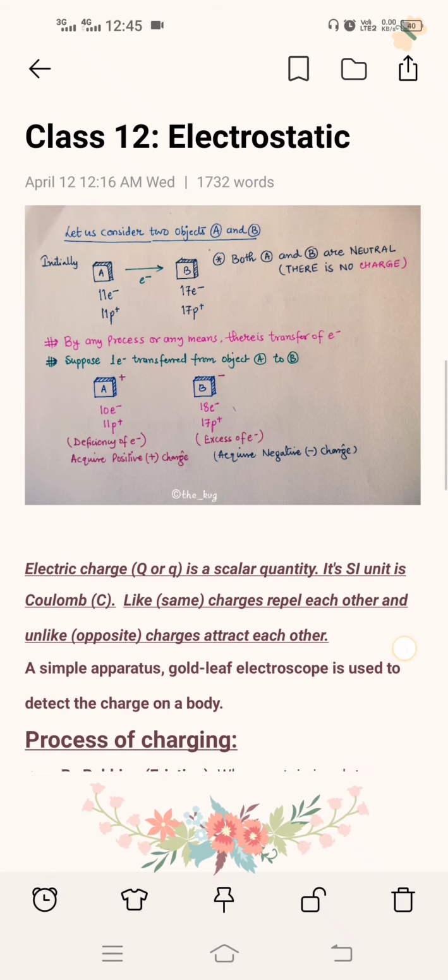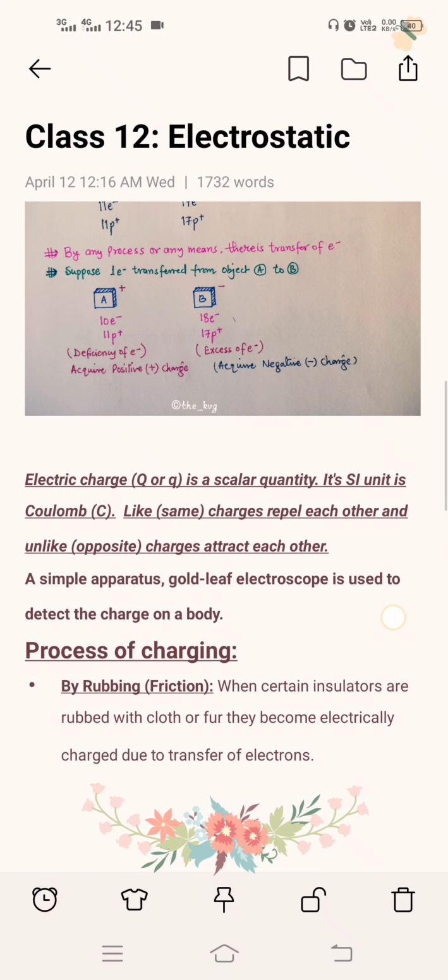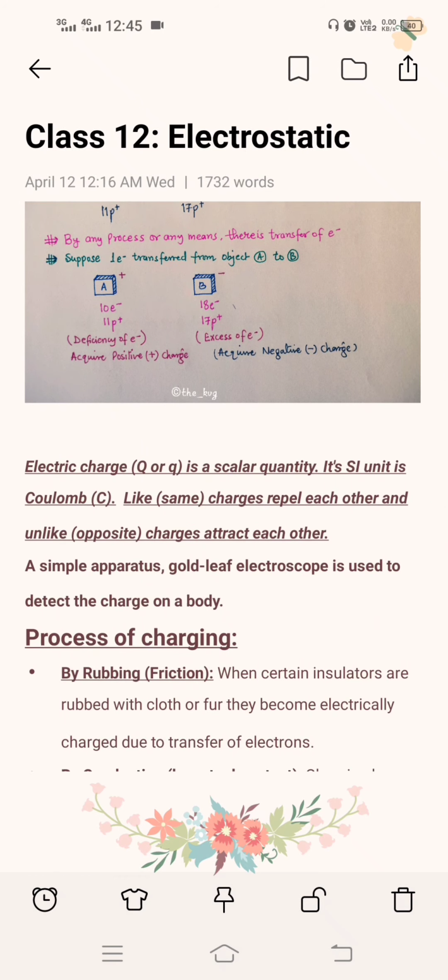Mainly, there are three methods of charging a body. The first one is charging by rubbing. When certain insulators are rubbed with cloth or fur, they become electrically charged due to transfer of electrons. For example, when a glass rod is rubbed with a silk cloth, the glass rod acquires some positive charge and the silk cloth acquires negative charge by the same amount.